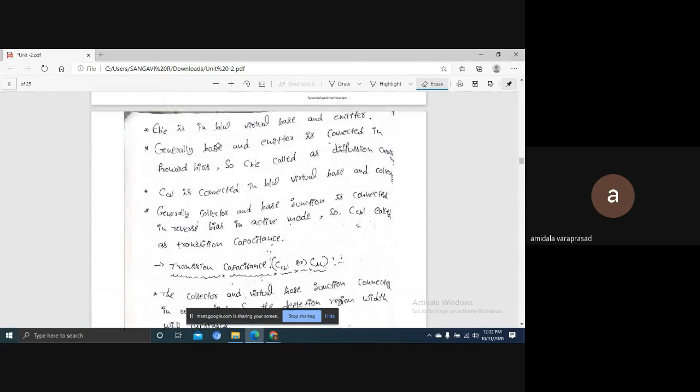Now, C pi is between virtual base and emitter. Generally, base and emitter is connected in forward bias. So C pi is called the diffusion capacitance. Please keep in mind. And C mu is connected in between virtual base and collector. Generally, the collector and base junction is connected in reverse bias in active mode. So C mu is also called a transition capacitance. Please keep in mind.